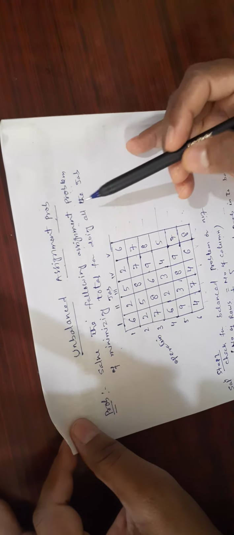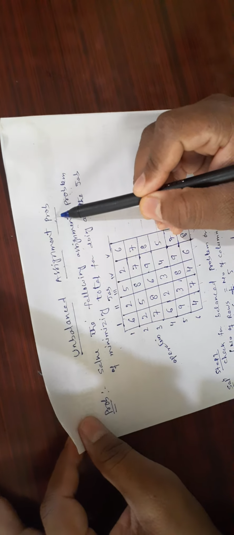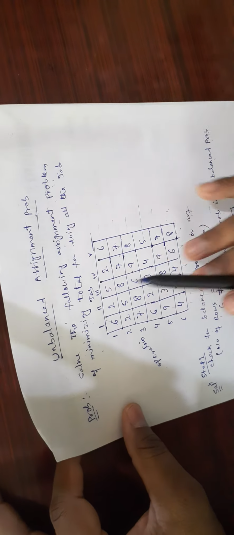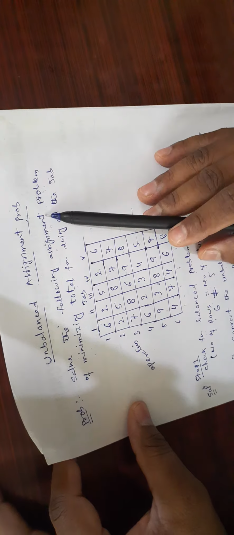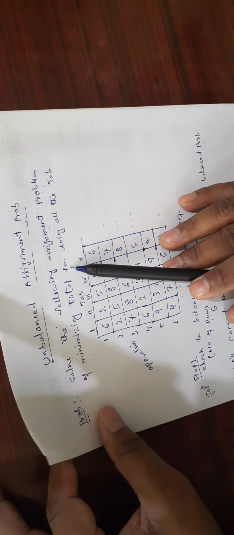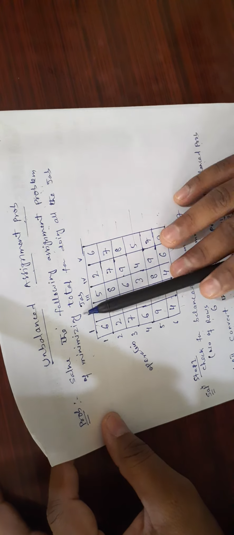Okay, now we are going to study the unbalanced assignment problem. So let us see how to solve the unbalanced assignment problem. One question is given here: to solve the following assignment problem of minimizing the total for doing all jobs. So here are the jobs and operations; this is the question.